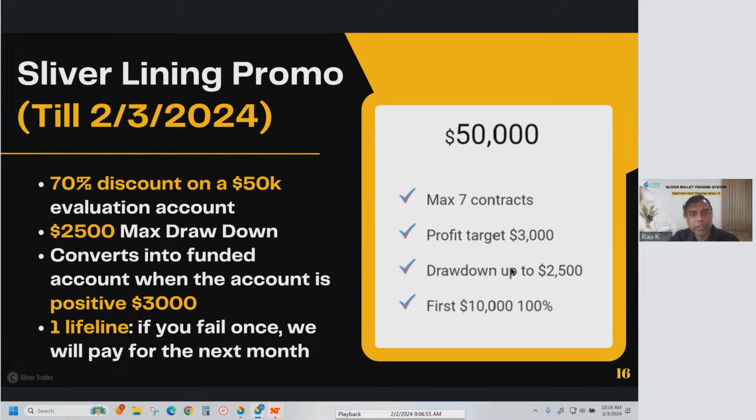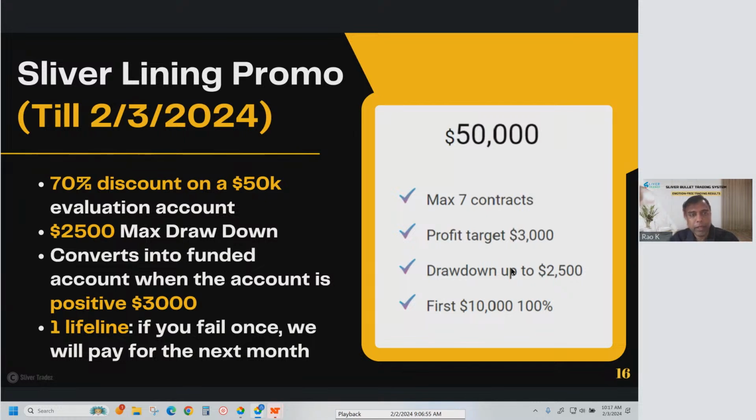If you purchase the software today, you get an evaluation account at a 70% discount, which means you get an account for about $40-50. We can help you sign up so that you don't have to use your own money. How that account works is it gives you a max drawdown of $2,500, and it means you can lose up to 2,500 before it kicks you out of trading.